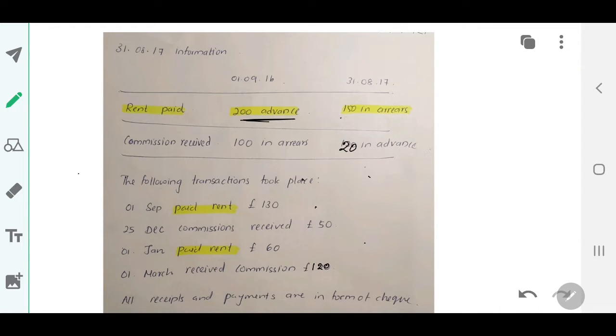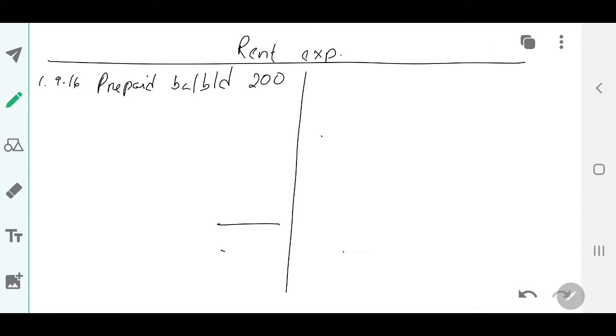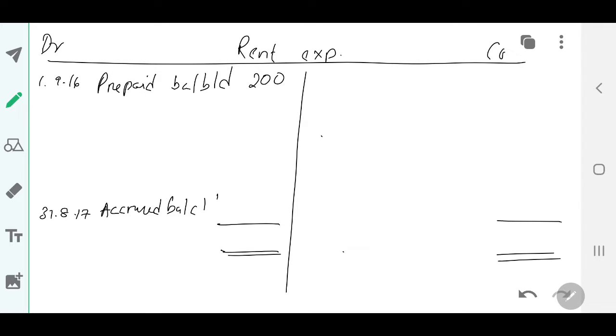And then at the end of the financial year, there's 150 arrears. Leave enough space, nearly 4 or 5 lines, and whatever comes in arrears for expense, you debit it and then you credit it. So where would you debit? Just above the balancing, 31st 8/17 as accrued balance carried down 150, and then 1/9/17 as accrued balance brought down 150.